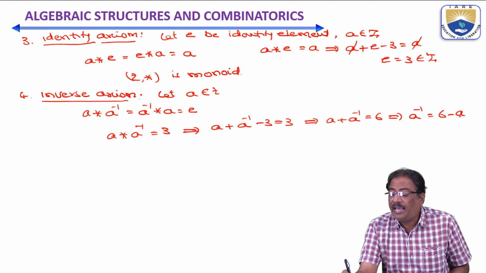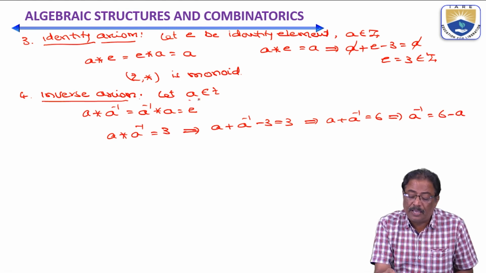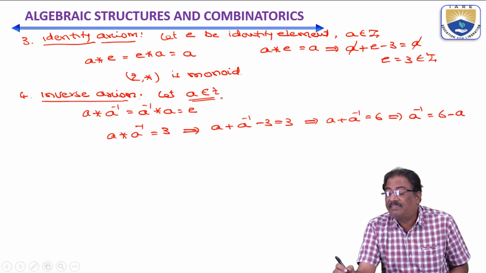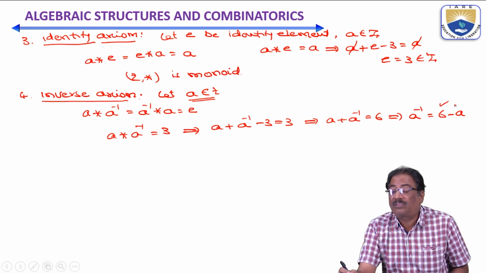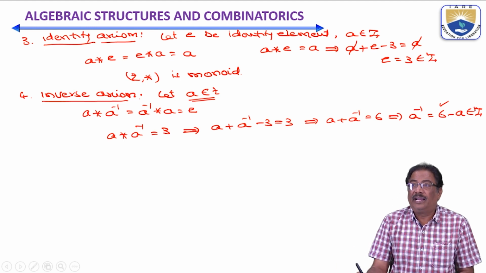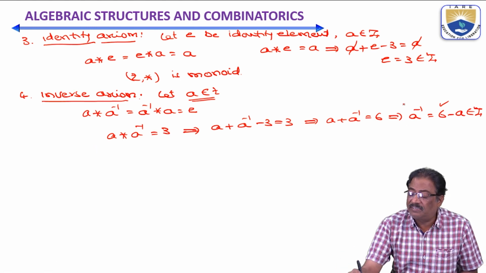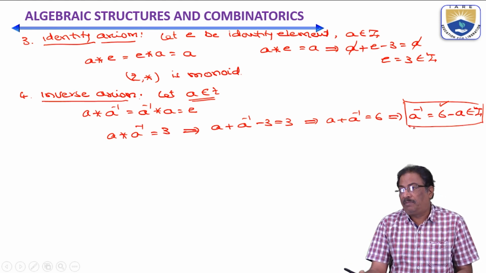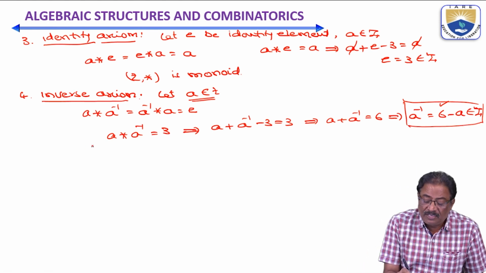So here A belongs to Z. A belongs to Z means A is an integer and of course 6 is also an integer. So the whole thing must belong to the integer set. So A inverse is equal to 6 minus A belongs to Z. So we can say that Z comma star is a group.